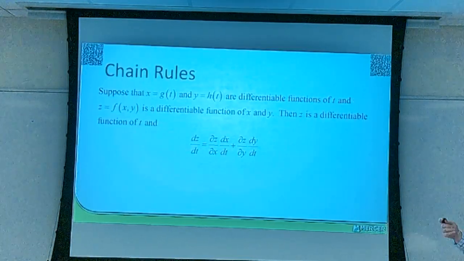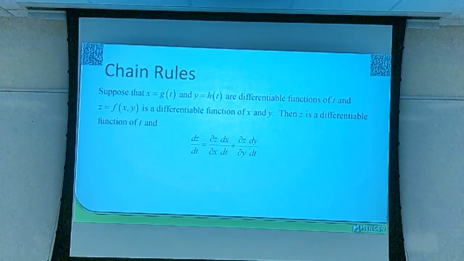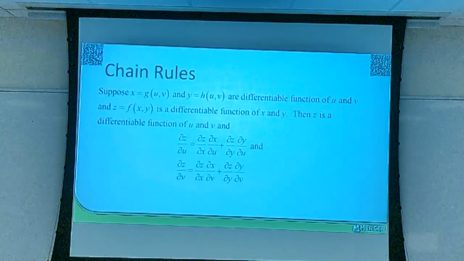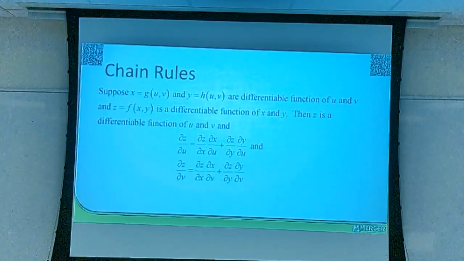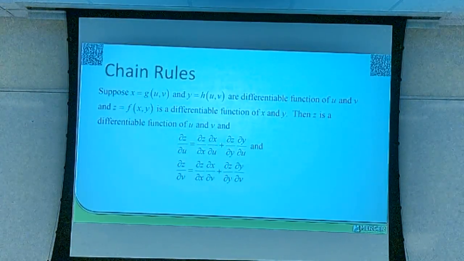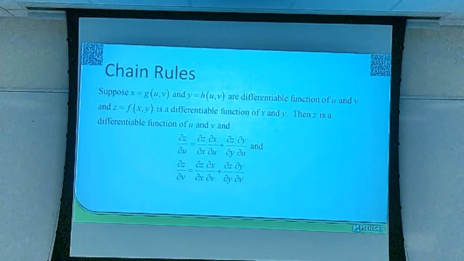And that, of course, can be extended to three variables, whatever, where each of the independent variables of z is also a function of a single independent variable. Then, if it's more than one, you have a two-variable function, z is a function of x and y, where both x and y are functions of two independent variables, u and v. Then z is also differentiable in both u and v, and you have the similar thing.